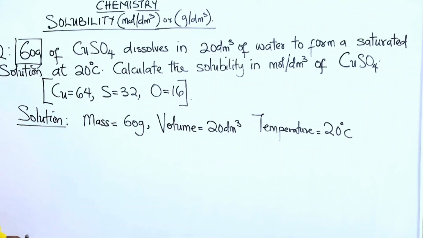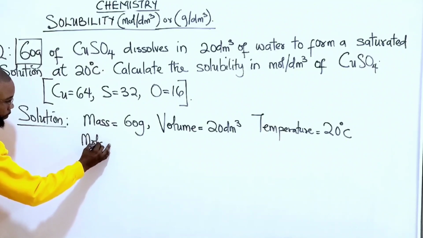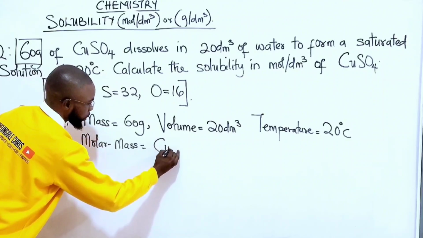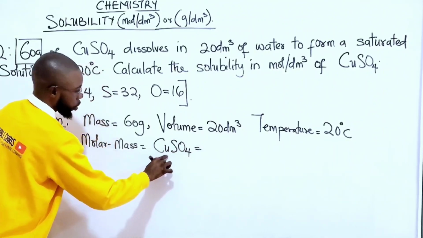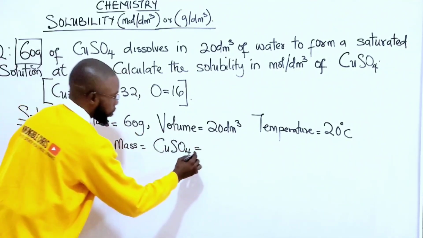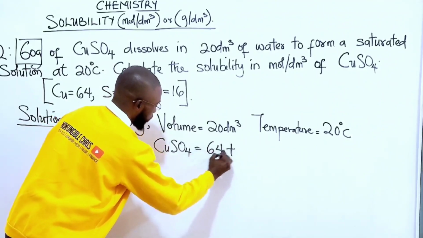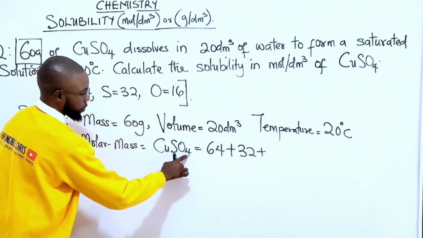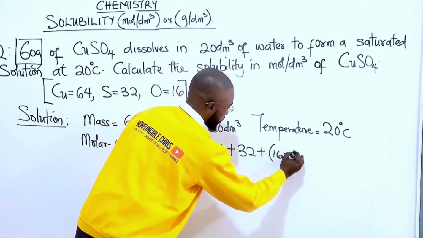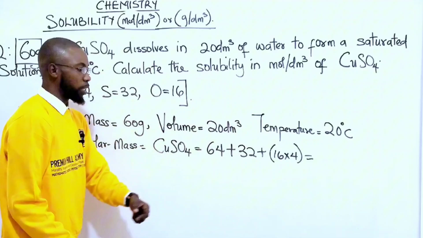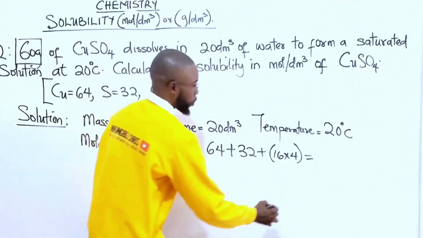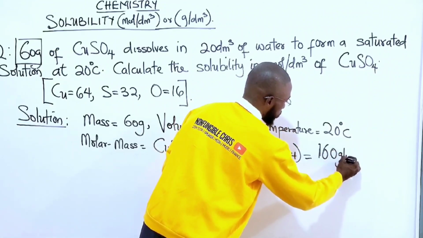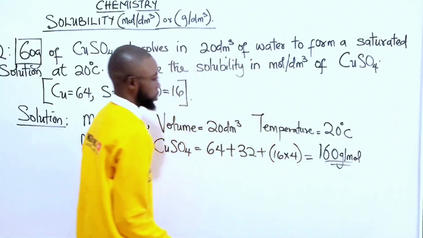So what's our molar mass? Our molar mass is what? CuSO4, right? That's copper. Copper there is what? It is 64, right? 64 plus our sulfur is 32, right? And our oxygen is 16 times 4. So we have 16 times 4. If you take the arithmetic sum and product of that, we're going to have 160 gram per mole, right? That's the molar mass.